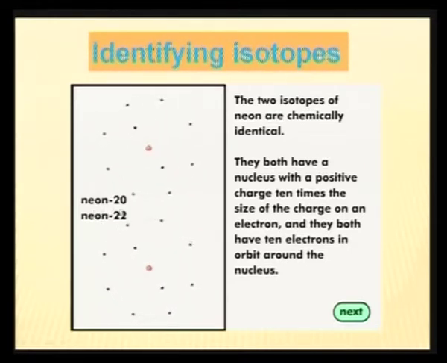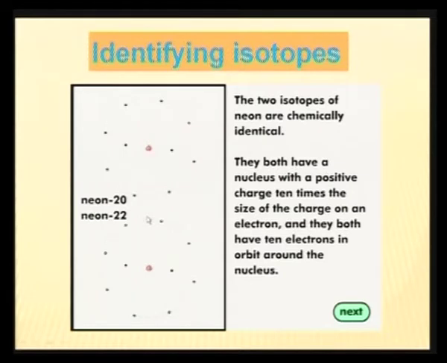Therefore, you got neon 20. What does 20 mean? 10 protons and 10 neutrons. 22 means obviously 10 protons and 12 neutrons. They both have a nucleus with a positive charge 10 times the size of the charge on an electron, and they both have 10 electrons in orbit around the nucleus. Therefore, the concept of isotopes. What are isotopes?